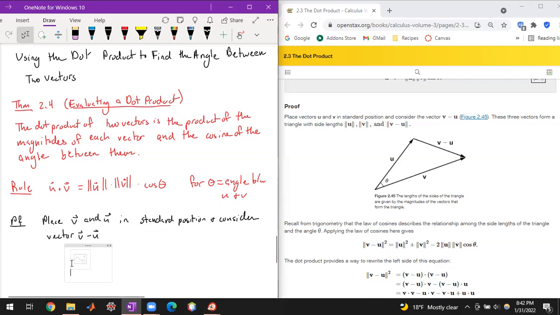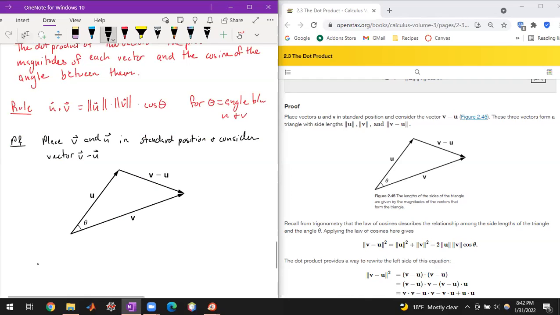All right, so recall from trigonometry that the law of cosines describes the relationship among the side lengths of a triangle and the angle theta. So this is just a little bit of a recall. So the law of cosines, if this was a, b, and c, says that a squared plus b squared minus 2ab cosine of the angle is equal to c squared.